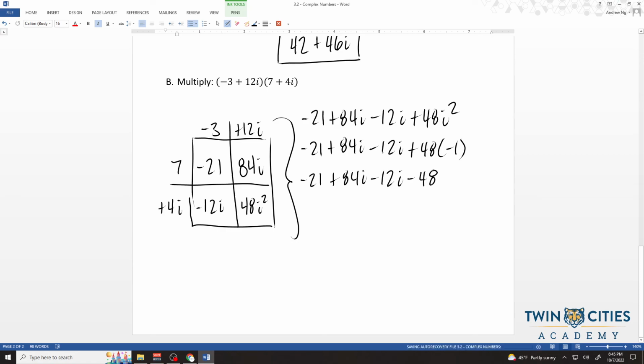And finally, once we're at this point, combine like terms. I've got negative 21 and negative 48. So I can combine that to make negative 69. And then 84i minus 12i, that'll be 72. So plus 72i. Hopefully this gives you an idea of what a complex number is and some different operations that we can use with complex numbers.